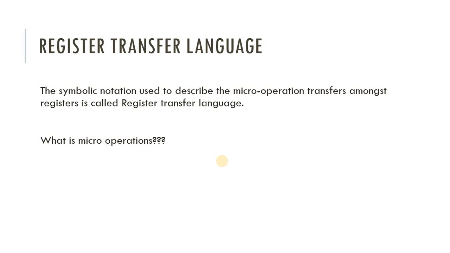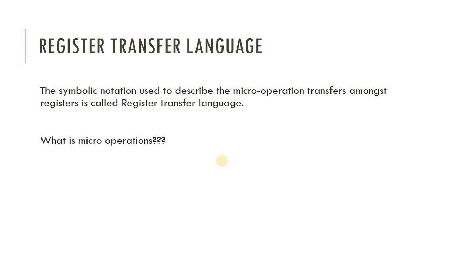Now the next question is, what is a register transfer language? The symbolic notation used to describe the micro-operation transfers among registers is called the register transfer language. This is the definition of register transfer language. Based on the definition, we can say that it is a kind of symbolic notation used to describe micro-operations.